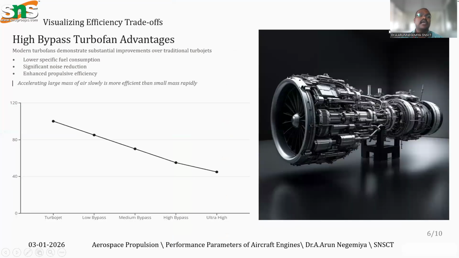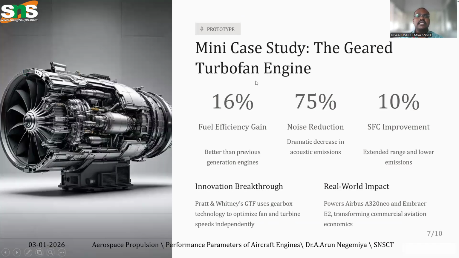And the next one is high bypass turbofan advantages. In high bypass cases, it can monitor the following things. First one is low specific fuel consumption. Next one is significant noise reduction, and the third one is enhanced propulsive efficiency. If you see that figure, the turbojet has a large amount of noise during the takeoff conditions. And next one is the prototype stages.